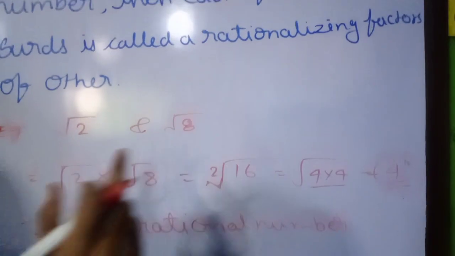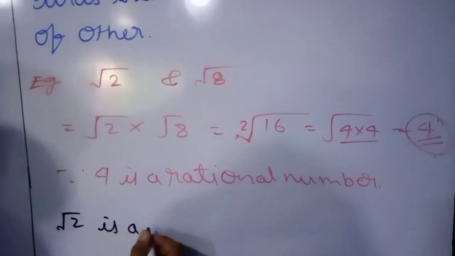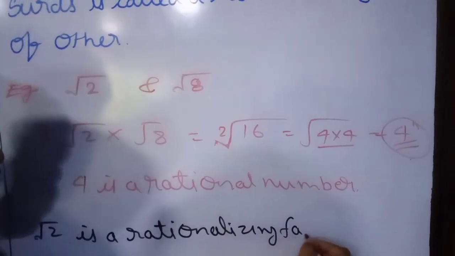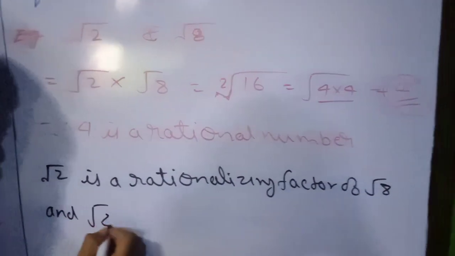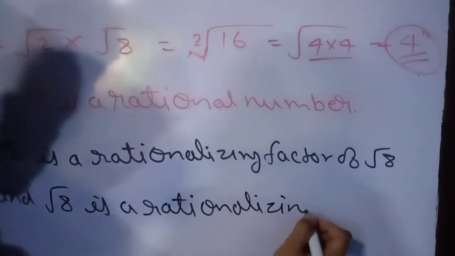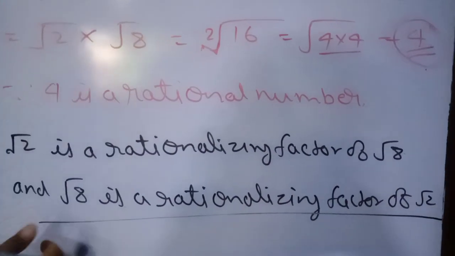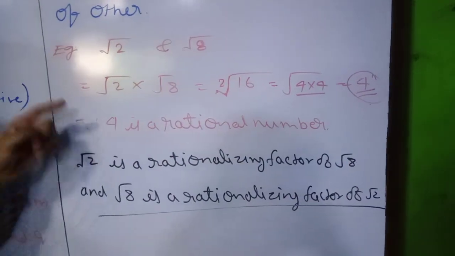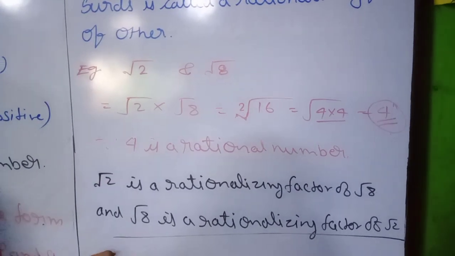4 is a rational number, therefore we can say root 2 is a rationalizing factor of root 8 and root 8 is a rationalizing factor of root 2. This way, if the product of these two surds gives a rational number, we can say the first one is the rationalizing factor of the second one and the second one is the rationalizing factor of the first one.